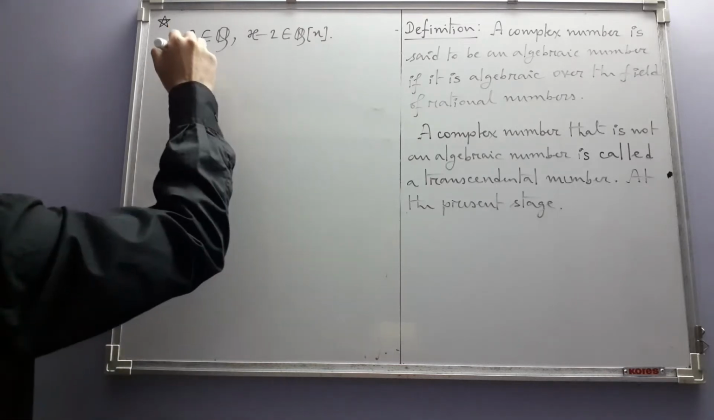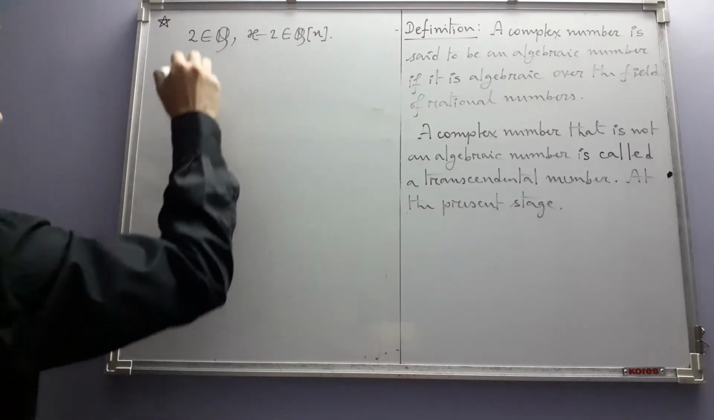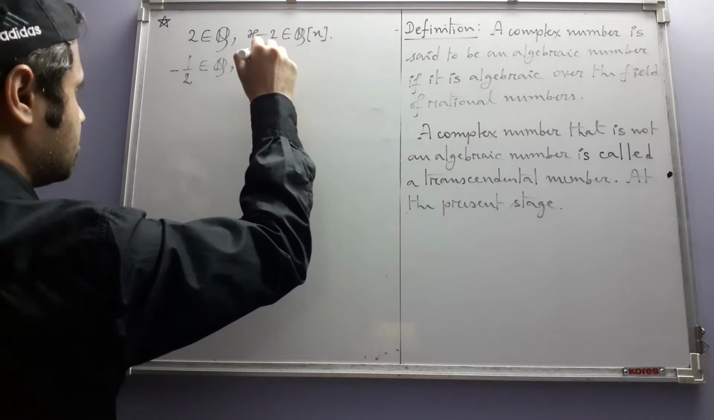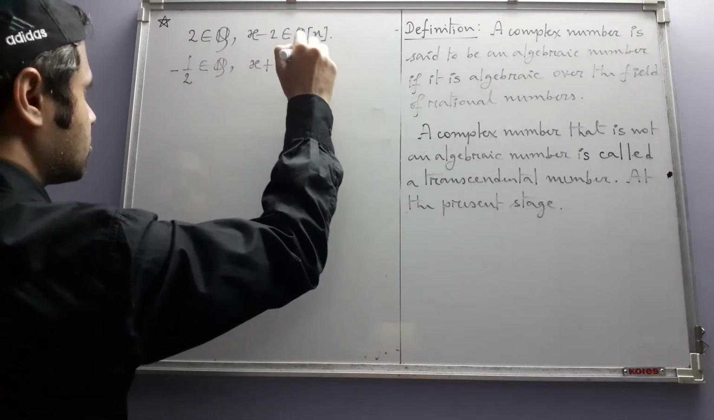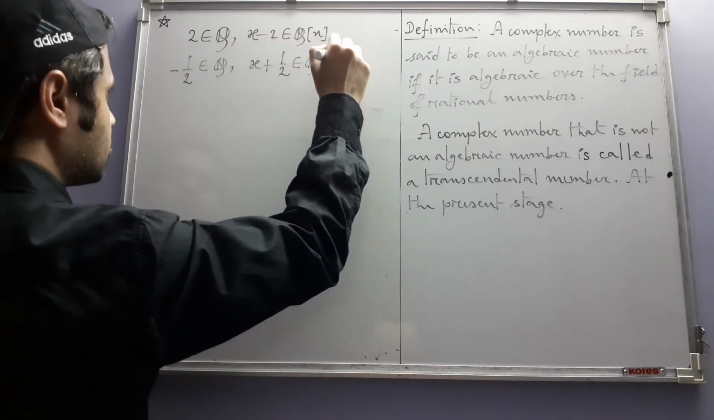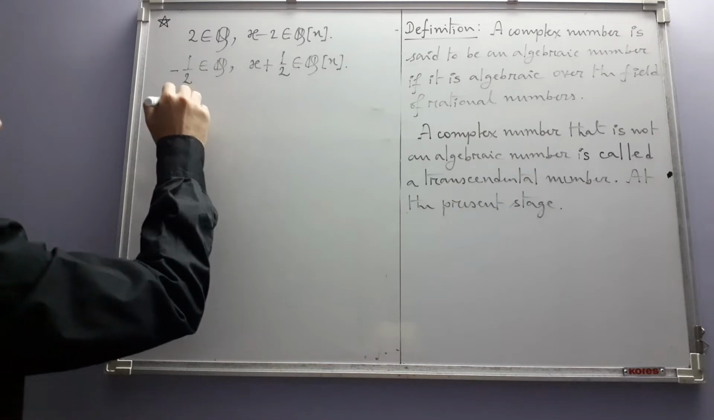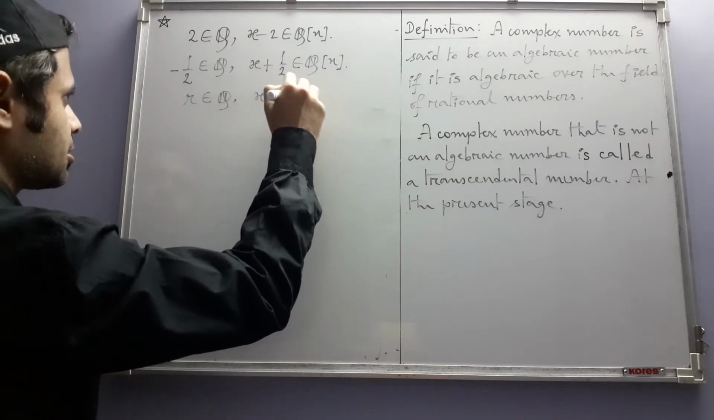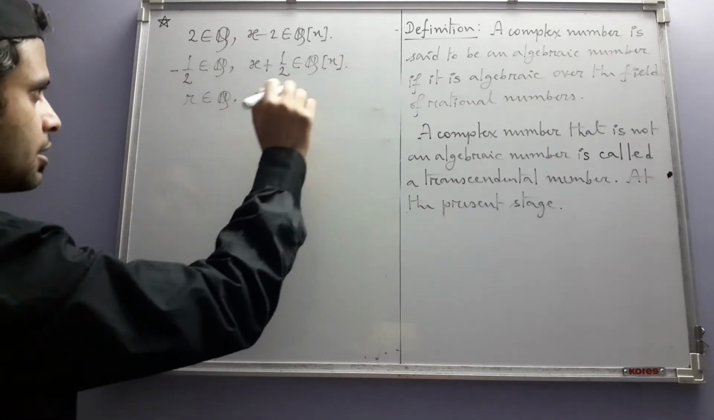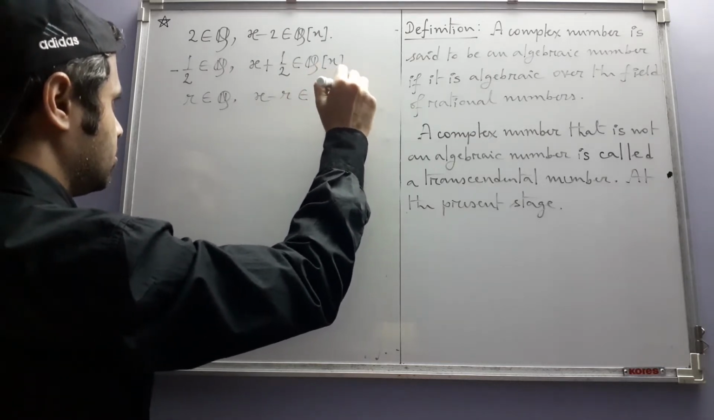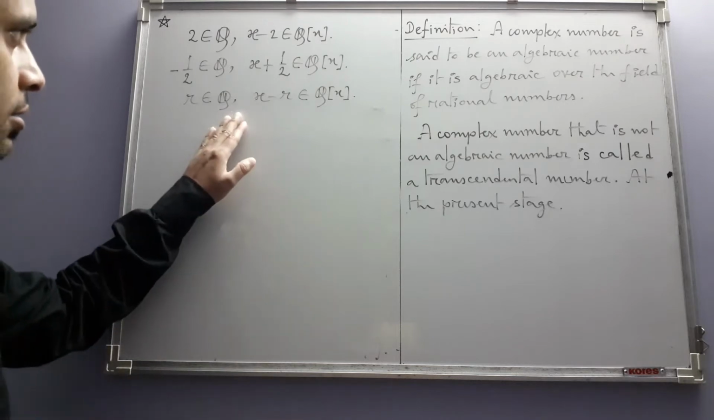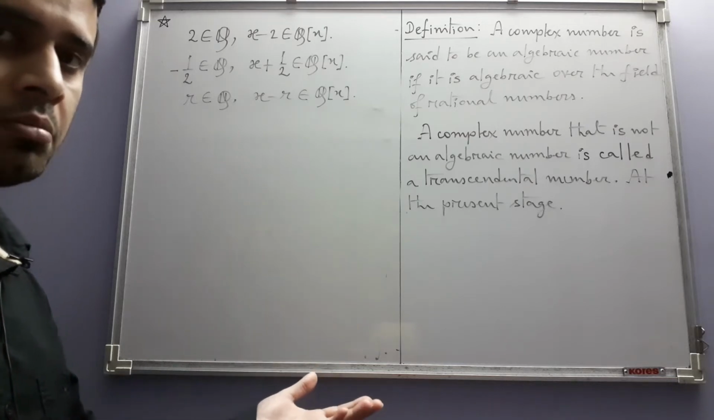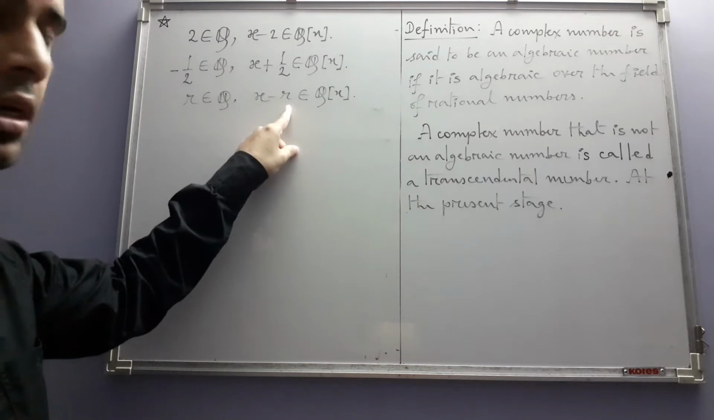You take any other rational number, say -1/2, then this satisfies the polynomial over Q. In general, you take a rational number R, it satisfies the polynomial x minus R. Because R is rational, x minus R is actually a polynomial over Q. So every rational number is algebraic over the field of rational numbers and is of degree 1, because this is the minimal polynomial.